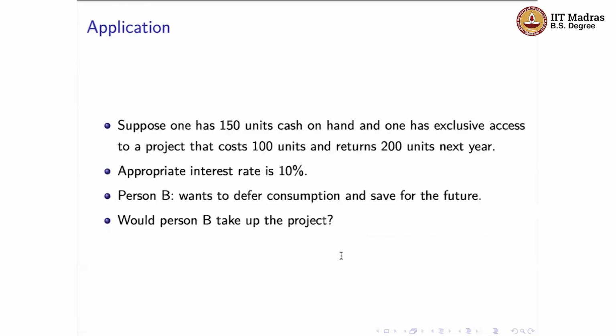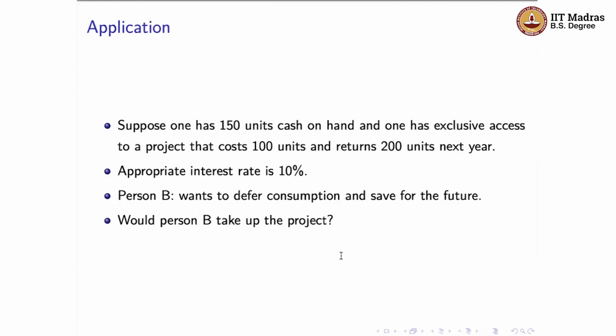Okay. What about person B? Again, we are back in the same scenario. You have got 150 units of cash on hand and exclusive access to a project that costs 100 and returns 200. The interest rate is 10%. Person B wants to defer consumption and save for the future. Would person B take up the project? Well, let's see what happens.